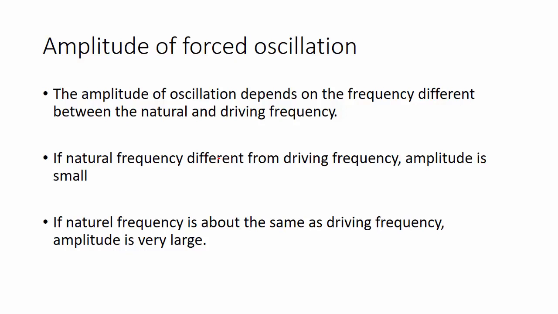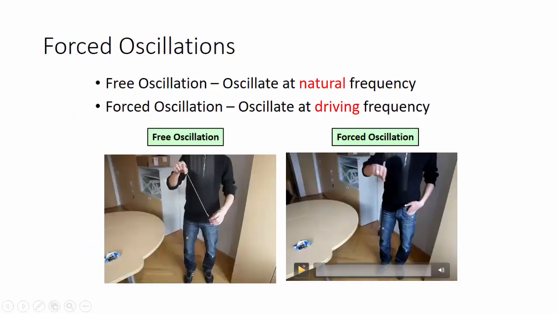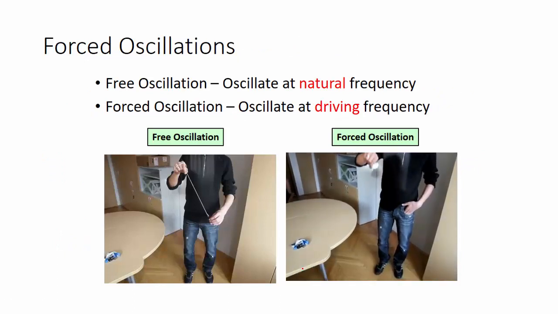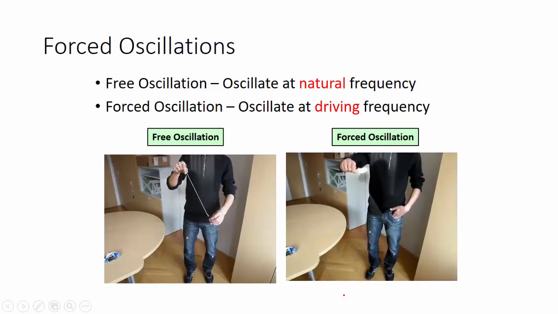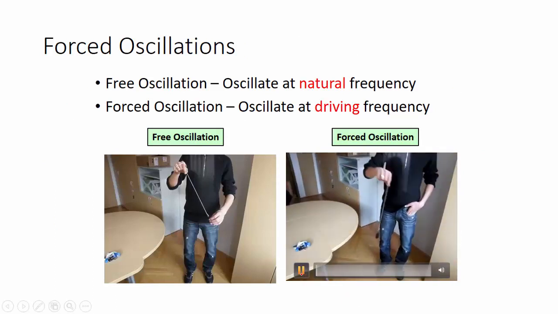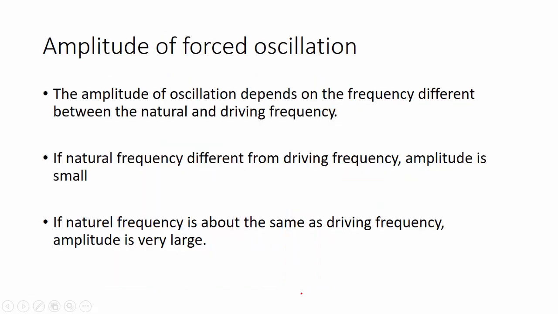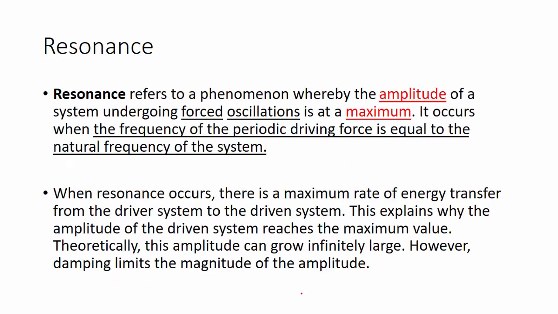But if the natural frequency is about the same as the frequency of the driving force, then something happens. The amplitude is going to swing to a very, very large value. If you look at the previous video on the right-hand side, you see the hand is swinging at the same rate as the natural frequency. Because of that, it's able to provide a very large amplitude to the swing. When that happens, we say that resonance has occurred.